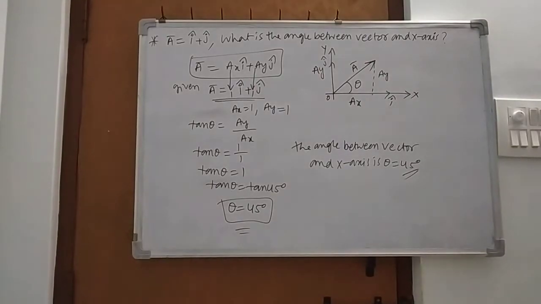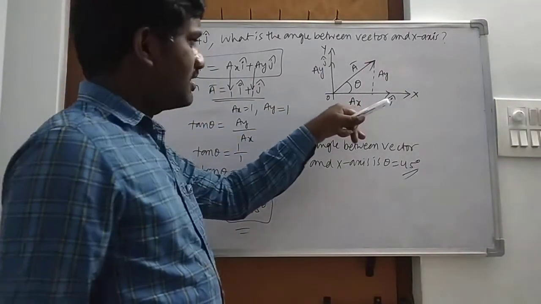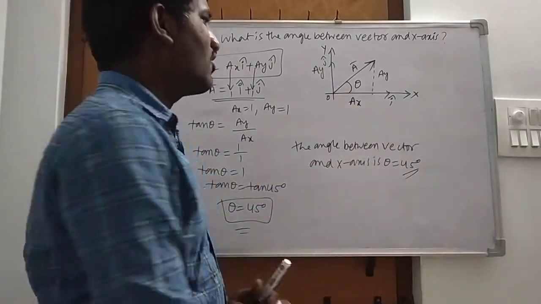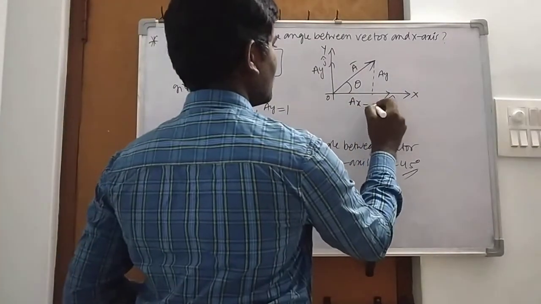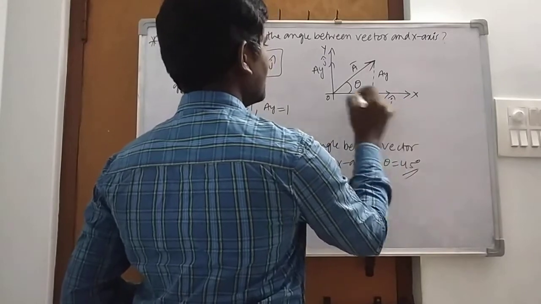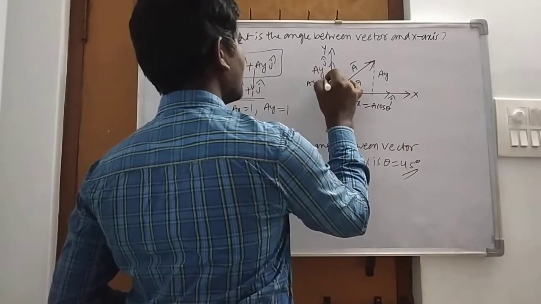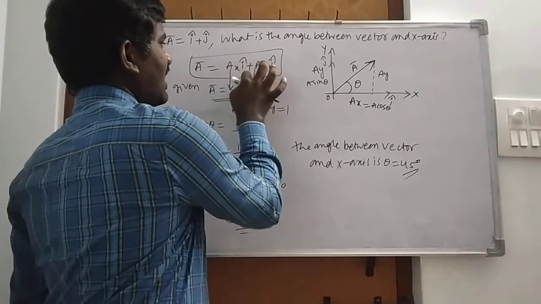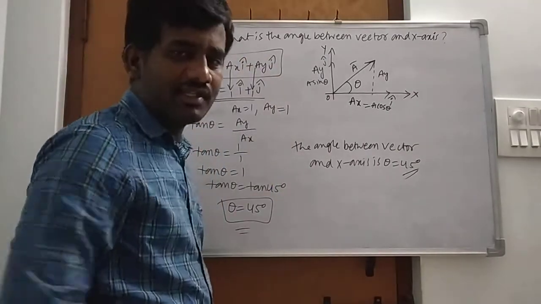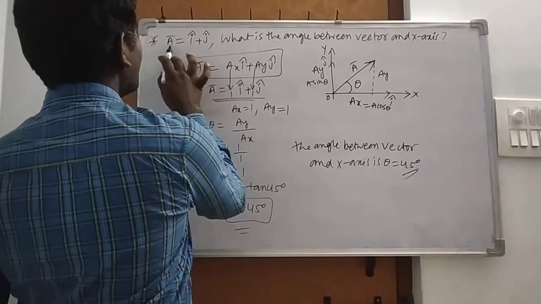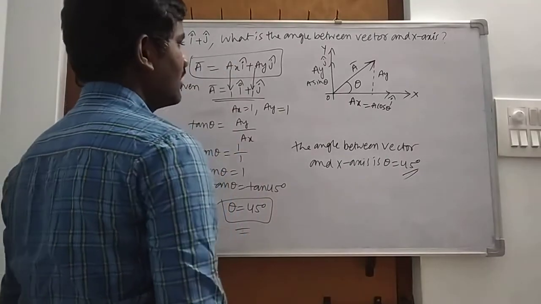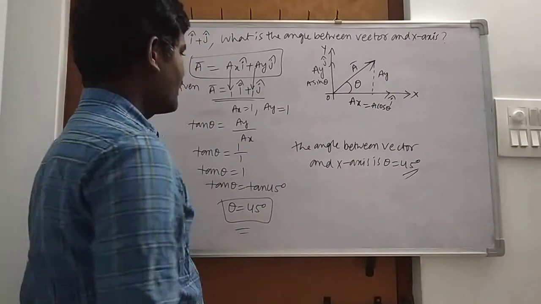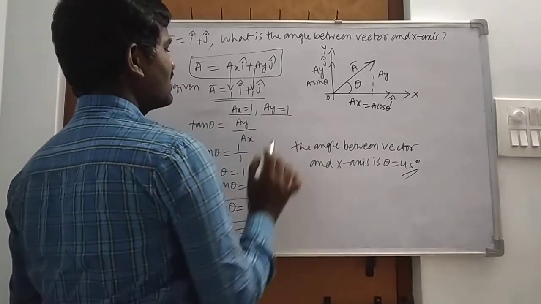Okay, so here, see, actually if a vector is like this, its horizontal component is Ax, that is A cos theta, and its vertical component is A sin theta. When it is like this, we should write the vector as A equals Ax I cap plus Ay J cap. Actually we should write it that way. But what is given in the question? A is equal to I plus J. That means the value of Ax is 1 and the value of Ay is also 1. Therefore Ax is equal to 1, Ay is equal to 1.